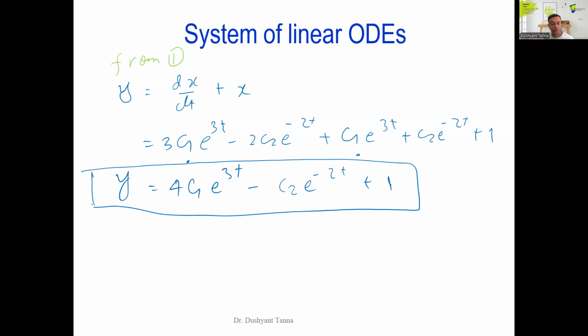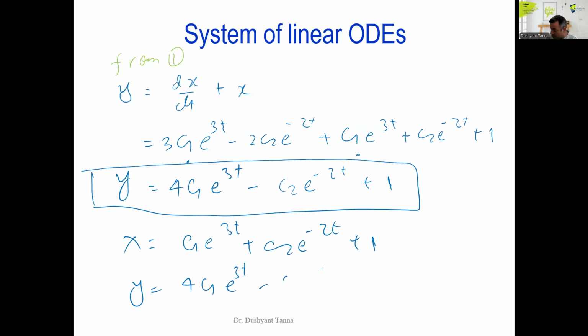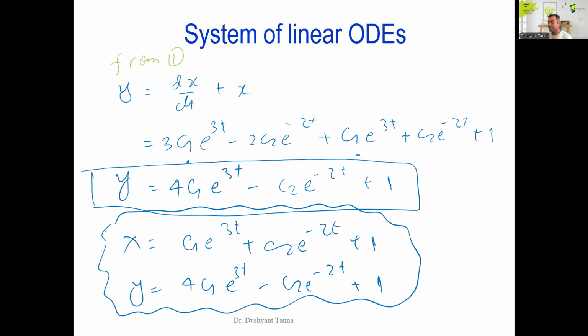You got your x, you got your y. Just write them nicely, combine in a final step. Your x, which was c1 e raised to 3t, c2 e raised to minus t plus 1, and y is 4c1 e raised to 3t, c2 e raised to minus 2t plus 1. That's your x and y. That's easy. Cool.